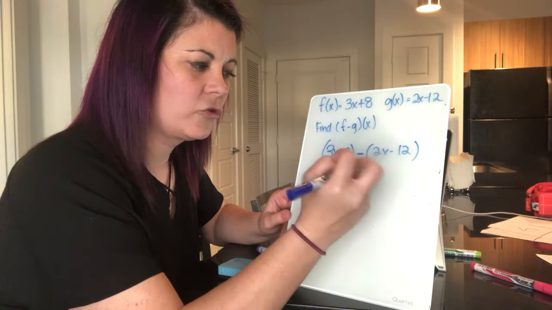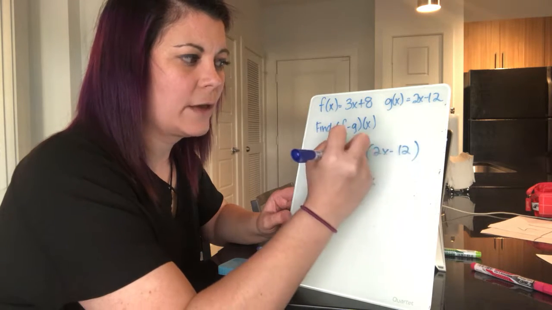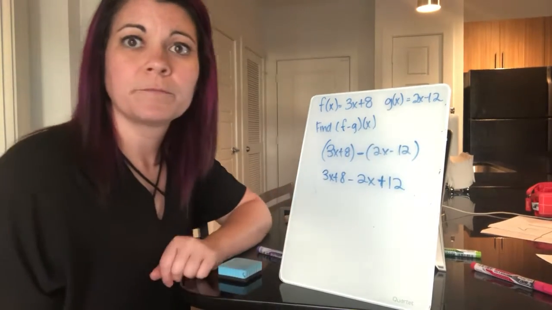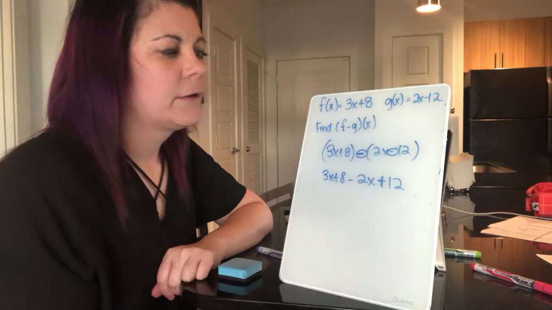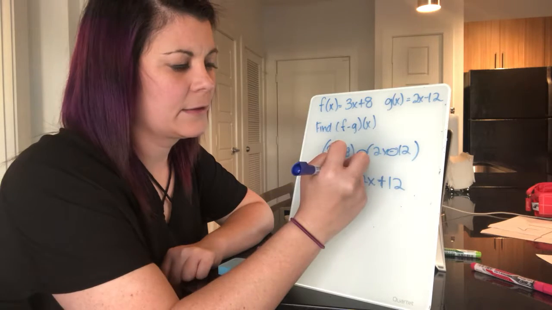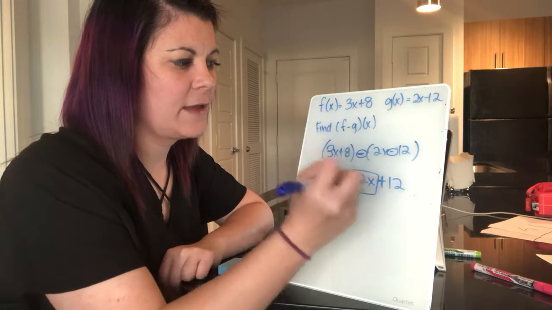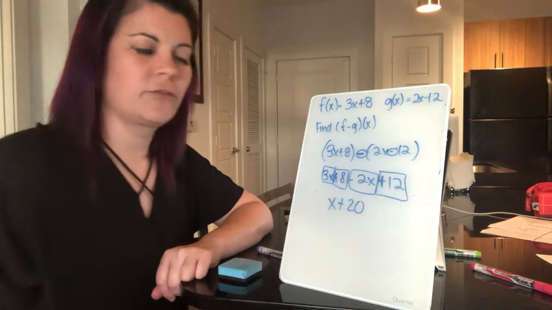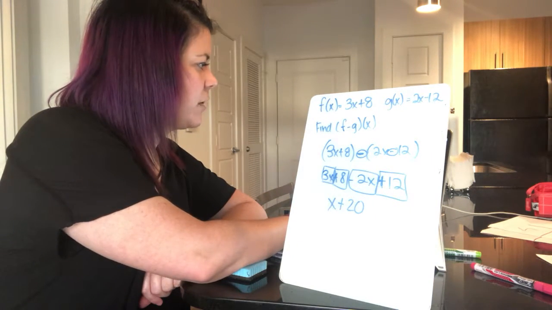So minus a positive 2x is minus 2x, but minus a negative 12, a negative and a negative give you a positive, so that would come out as plus 12. Okay, because of minus. So now we combine terms. 3x minus 2x would just give you an x. Then positive 8 plus a positive 12 is 20. So that would be x plus 20 is your answer. That is how you do subtraction.